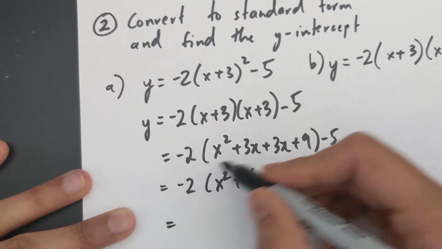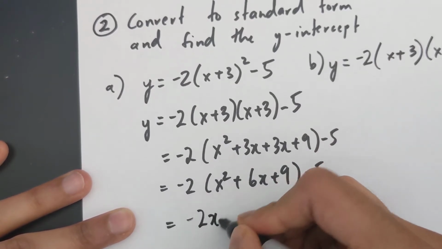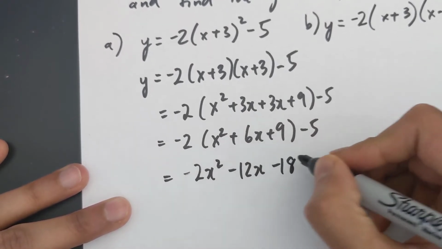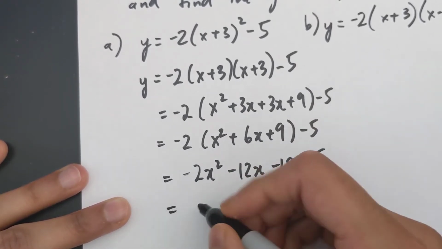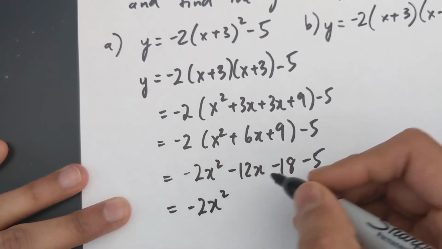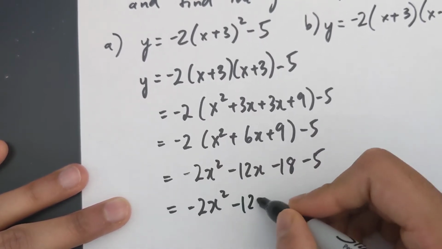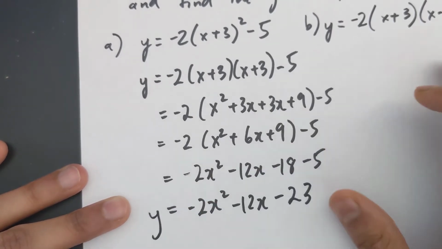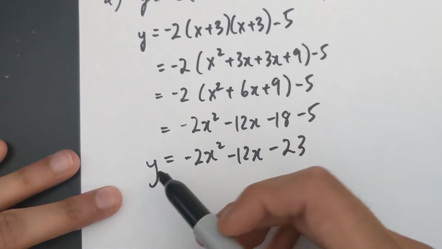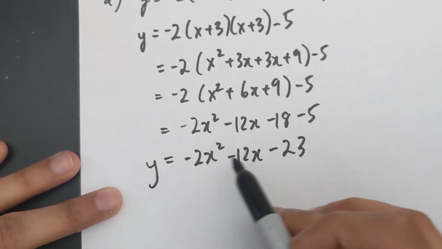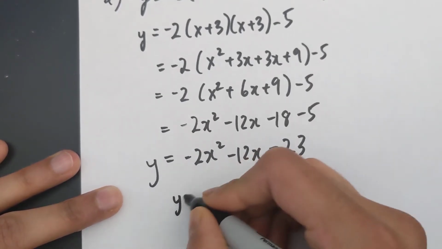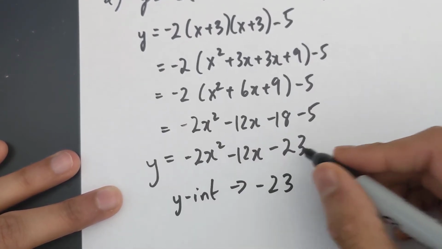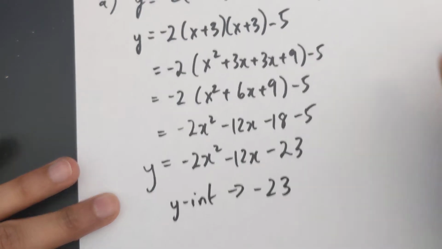Then I'm going to multiply the negative 2 into the bracket. And finally, again, I'm going to combine like terms. And now I can state my y-intercept. If I'm finding my y-intercept, x is 0, so these two terms are going to disappear, and my y-intercept is just going to be negative 23, the constant remaining at the end.